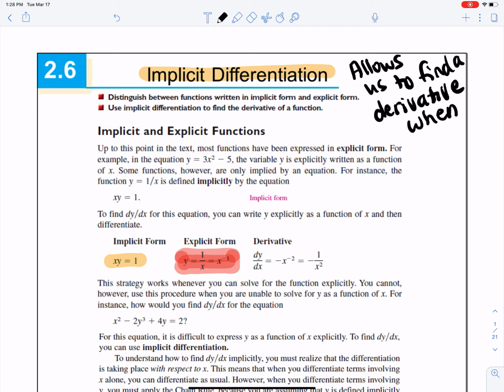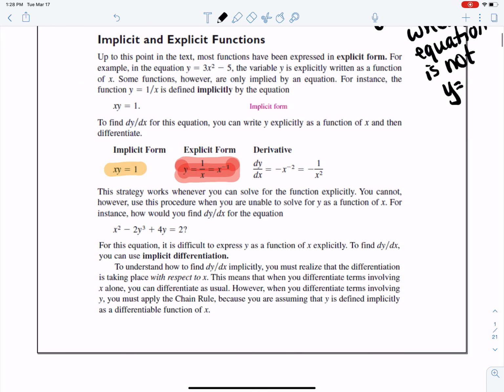when the equation is not y equals. So what we have to remember about this is we're differentiating with respect to x.